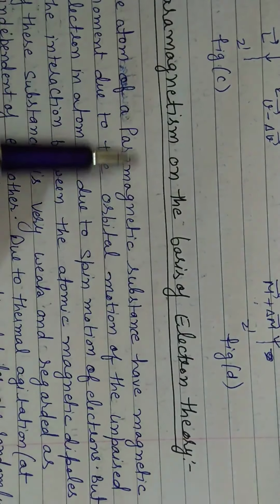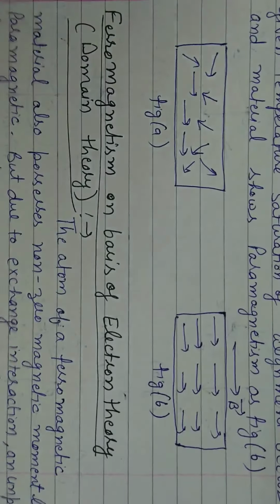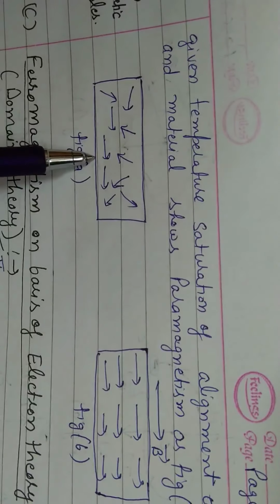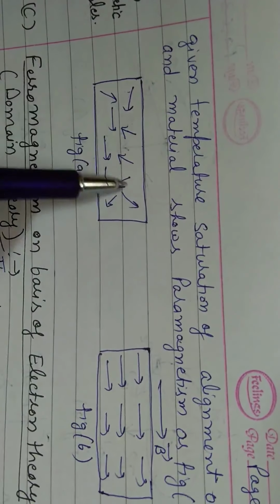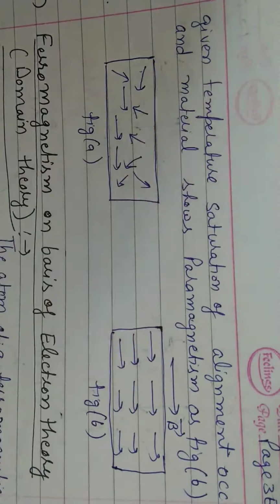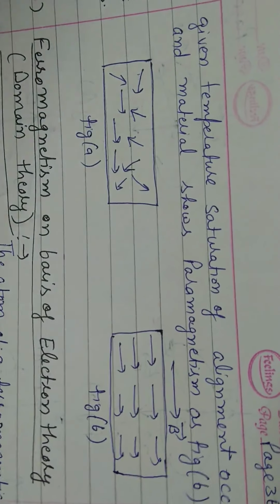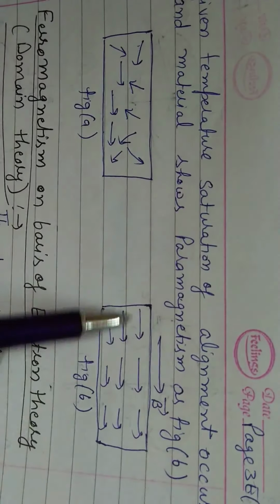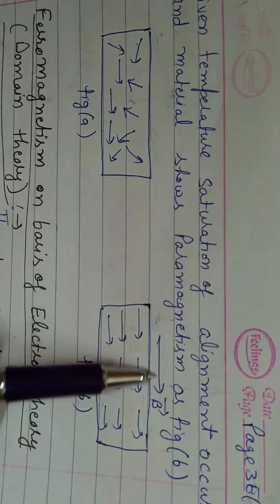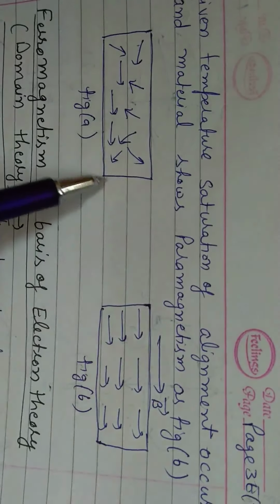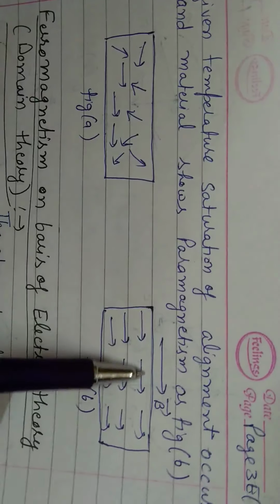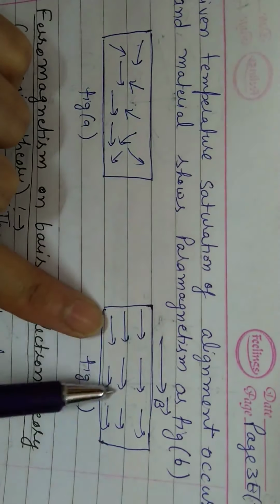And for paramagnetism, on the basis of electron theory, the materials have dipole moments, but they are randomly oriented. The arrows are the magnetic dipoles, so their net magnetism is 0. But when the field is applied, it tries to align these dipoles in its direction, but it is a temperature dependent substance, and the temperature disturbs this alignment.